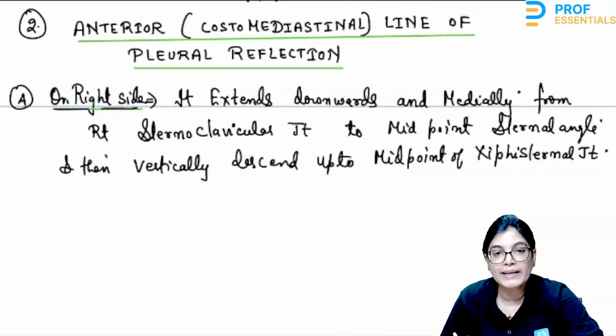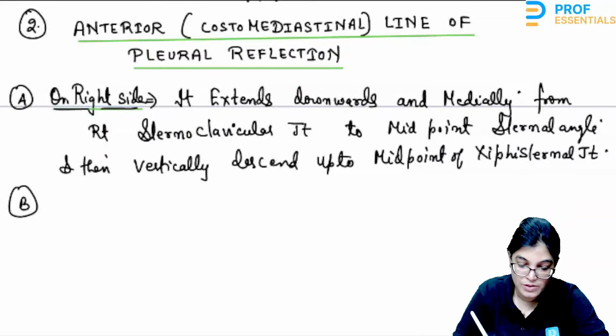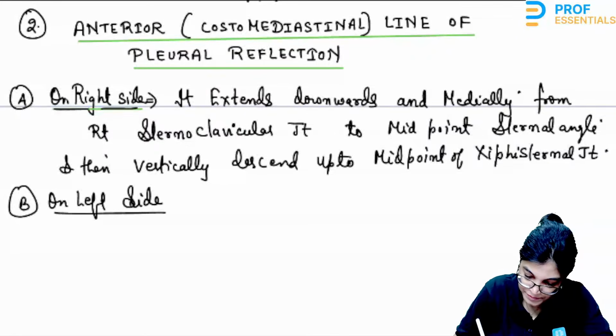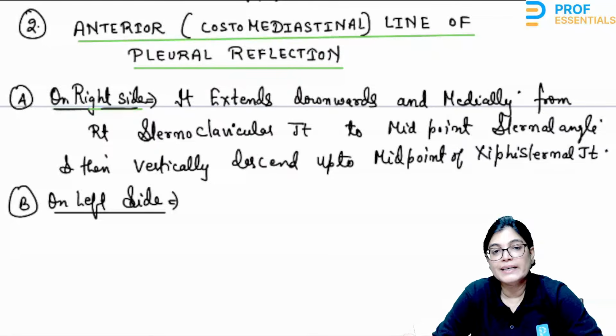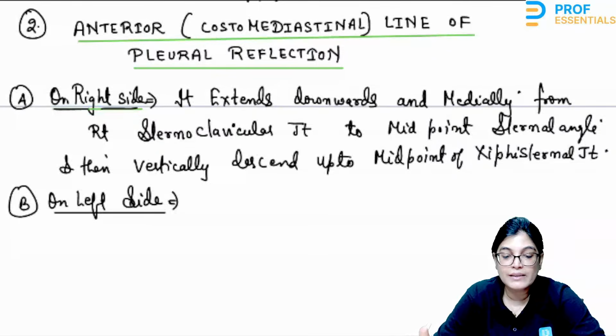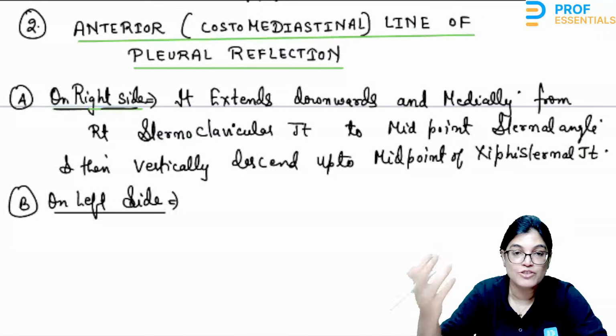What I told you, on the left side it is slightly different. Why? Because on the left side there is the heart. So on the left side, it extends downwards and medially from the left sternoclavicular joint to the midpoint of the sternal angle, and then vertically up to the level of the fourth costal cartilage, and thereafter it extends to reach the sternal margin and go towards the sixth costal cartilage. This happens because there is the heart on the left side.